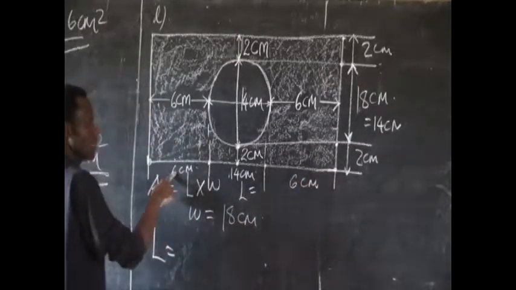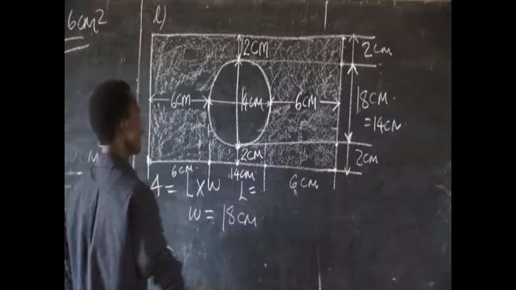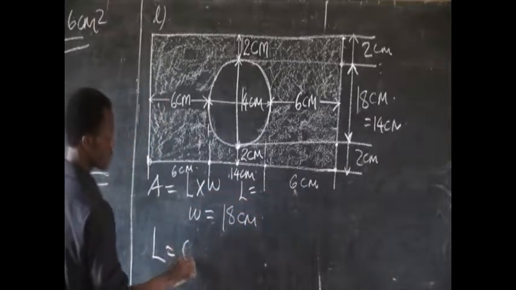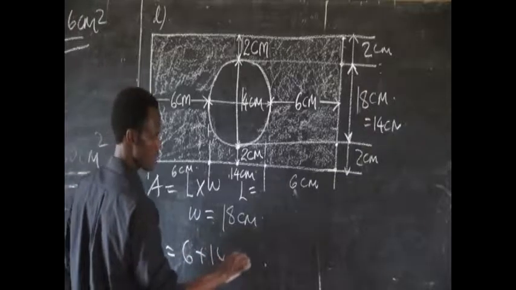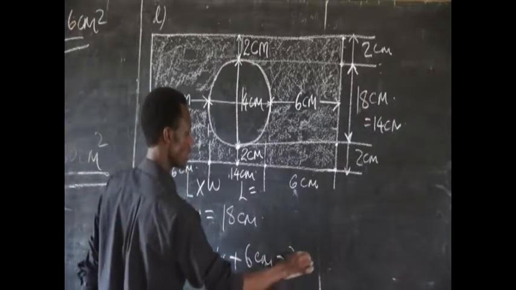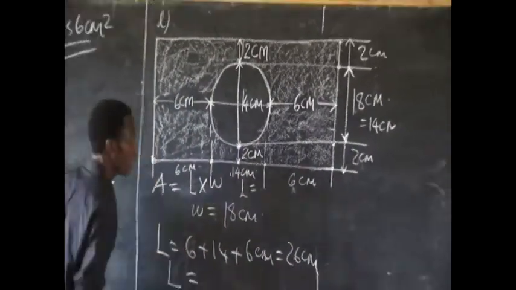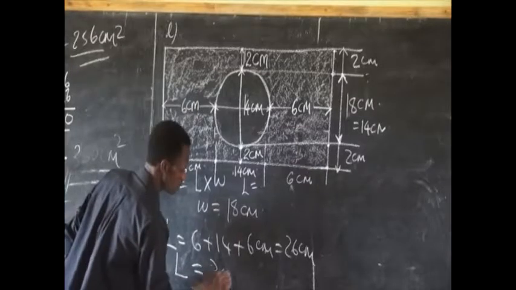Now 6 centimeter plus 14 centimeter plus 6 centimeter is equal to 26 centimeter. So the length of the letter is 26 centimeter.